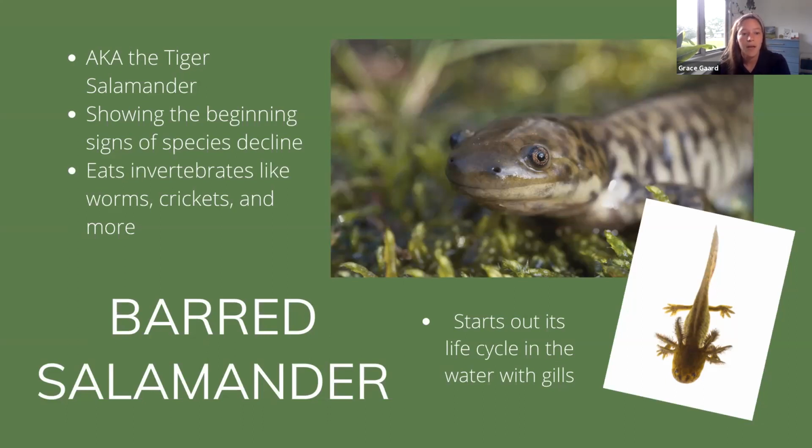Just a note that they like to eat invertebrates like many other species: worms, crickets, and much more. They actually live a pretty long time too. At one of the nature centers I've worked at, we had a tiger barred salamander that lived at least 10 years, I think. So they actually can live a pretty long time.